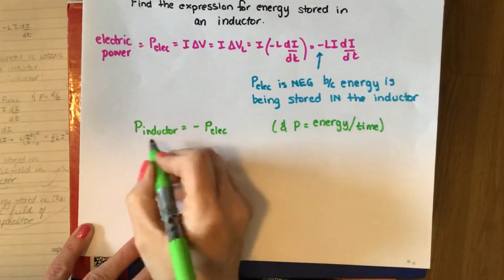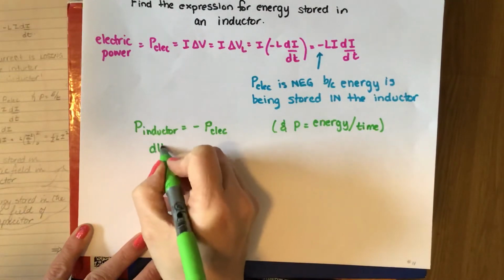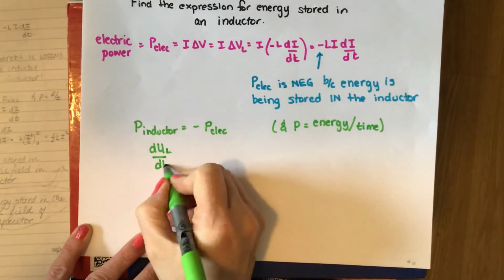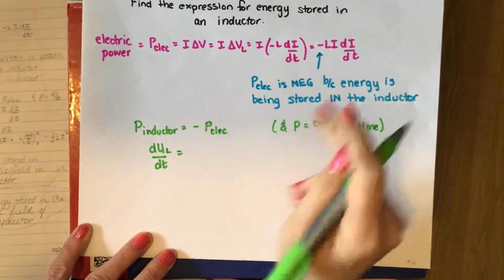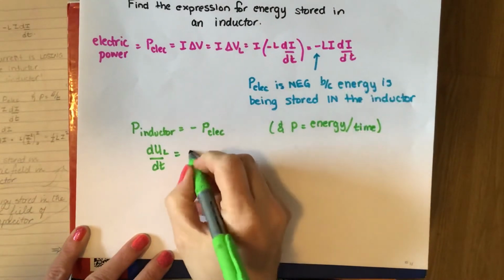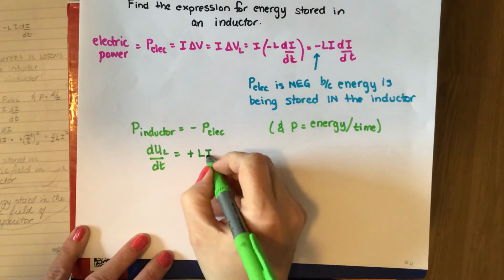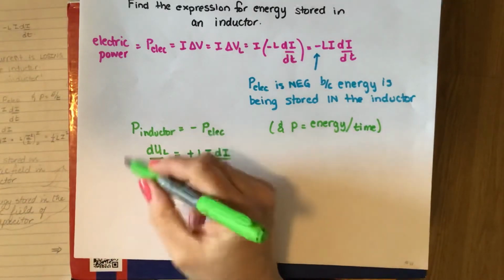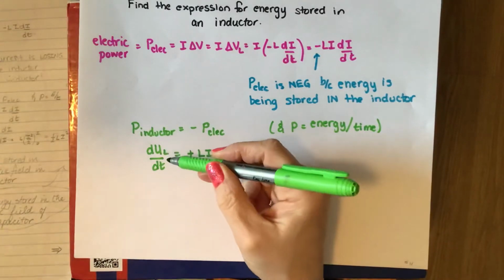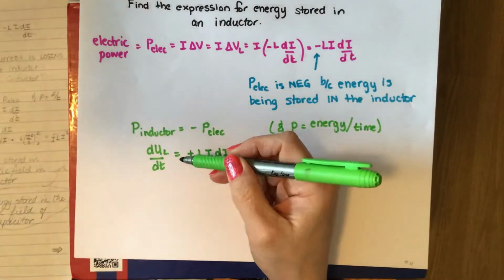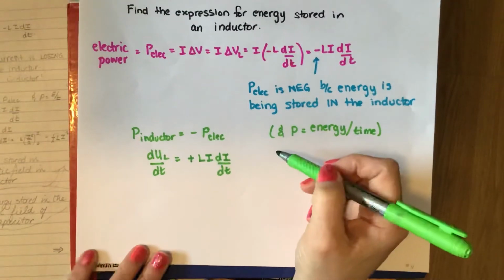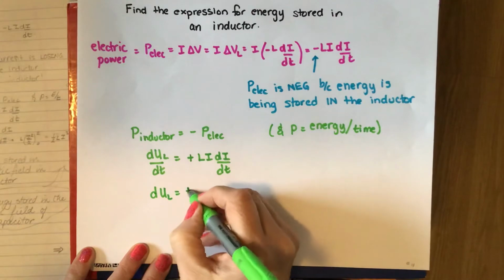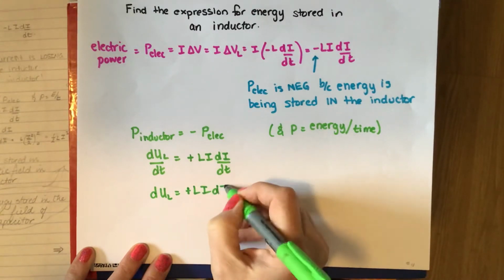So for our inductor, the change in energy is the change in potential energy. So U for potential, L for inductor. The change in energy over the change in time is equal to the minus of what we wrote down up here. So plus L I di dt. So we can use this expression to find the expression for the potential energy of the inductor. If we integrate both sides with respect to time, we'll be left with dUL equals plus L I di.